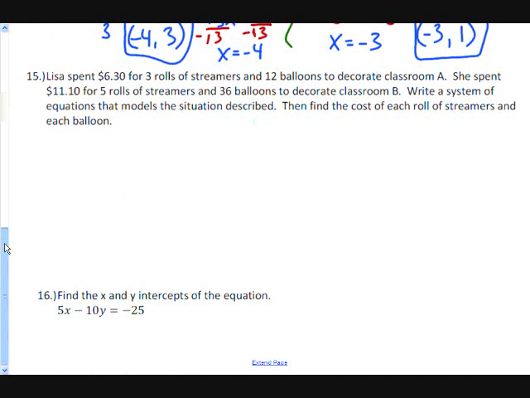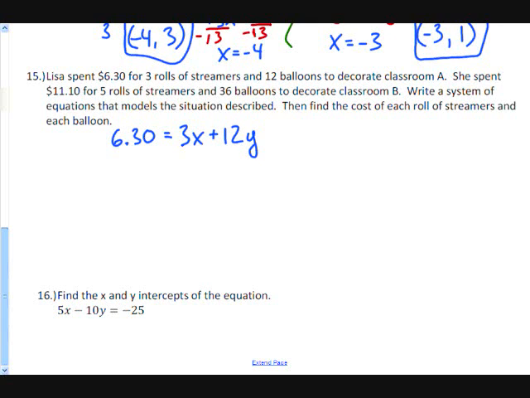And number 15, we're going to set up the system of equations. It says that Lisa spent $6.30 on 3 rolls of streamers. I don't know how much each roll of streamers costs, so I'm going to call it x. So 3 times x, plus 12 balloons, which I also don't know the cost of, so I'm going to call it y.